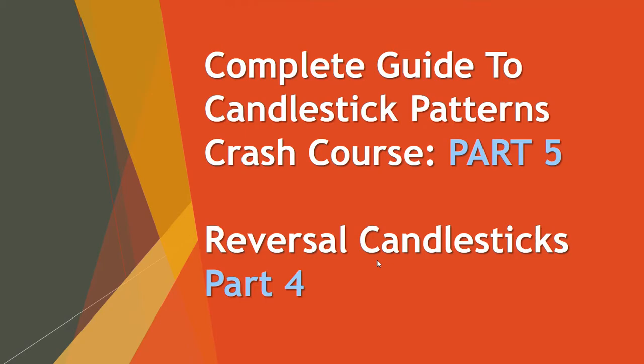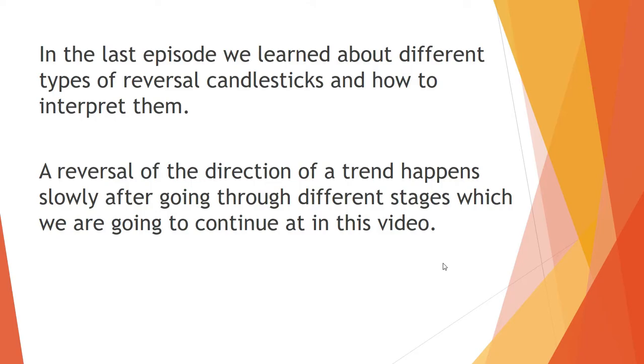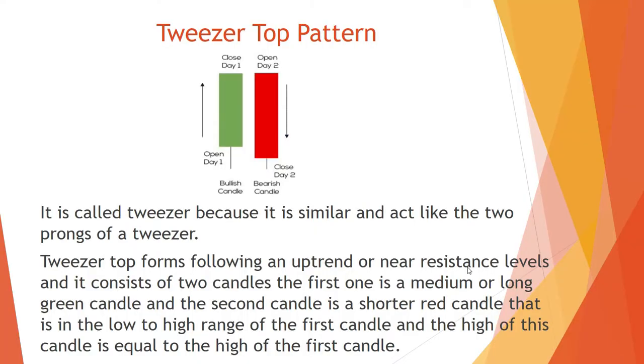Today we're going to see the reversal candlesticks part 4, and this is part 5 of the complete guide to candlestick patterns crash course. In the last episode we learned about different types of reversal candlesticks and how to interpret them. A reversal of direction of a trend happens slowly after going through different stages, which we are going to continue in this video. We are going to start with the Tweezer Top Pattern.